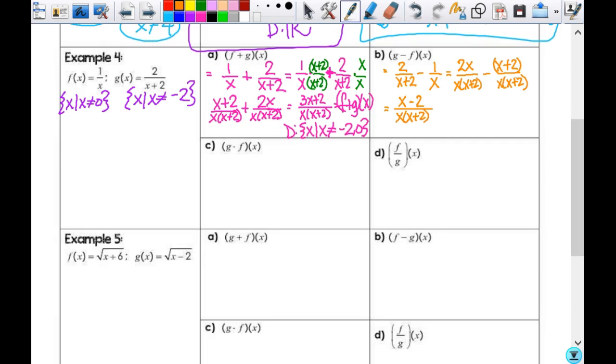Can I simplify this? No. If this was x plus 2, could I have? Yes, then I could have canceled out, but that's not what it is. So this is equal to g minus f of x. So the domain is the same as the first one, all the x's such that x does not equal -2 or 0. Okay, so this is good.